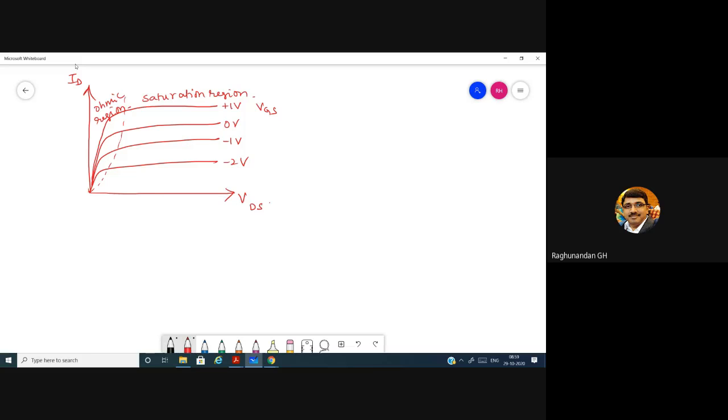After that, it will be constant. It will reach the saturation region, so it will be almost constant. The current will be constant. So here in this we'll be having only two regions, ohmic region and saturation region.